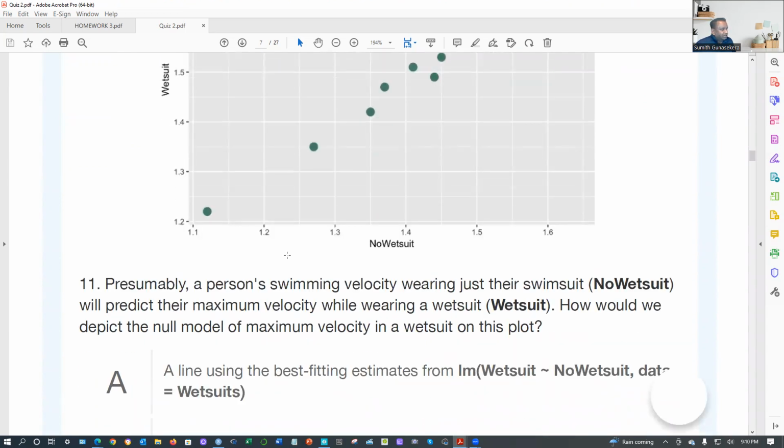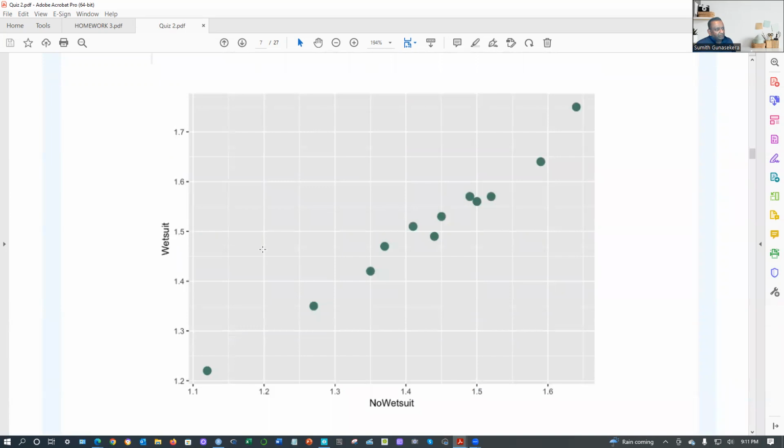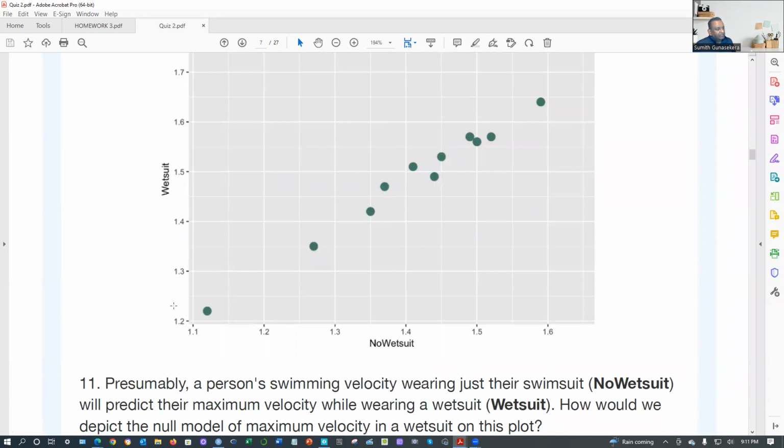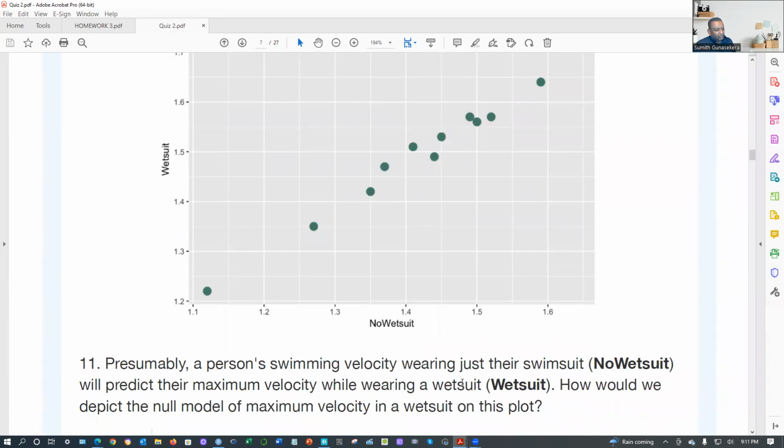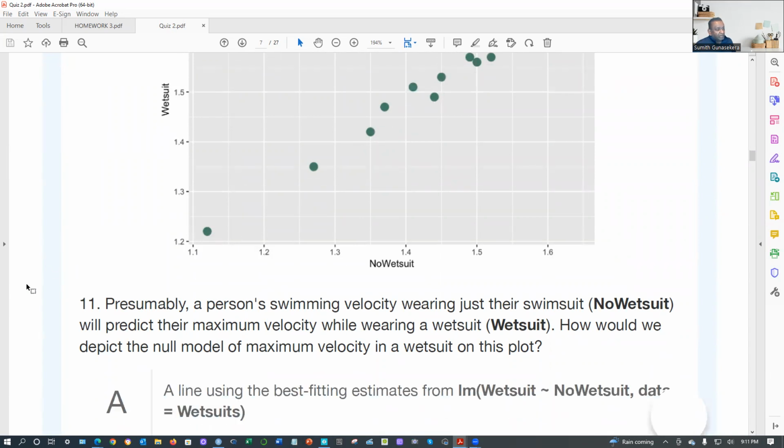A person's swimming velocity wearing just their swimsuit, no wetsuit, will predict their maximum velocity while wearing a wetsuit. How would we depict the null model of maximum velocity in a wetsuit on this plot? Wetsuit versus no wetsuit. So now we are trying to find out the relationship: are they correlated? No wetsuit will predict their maximum velocity while in a wetsuit.